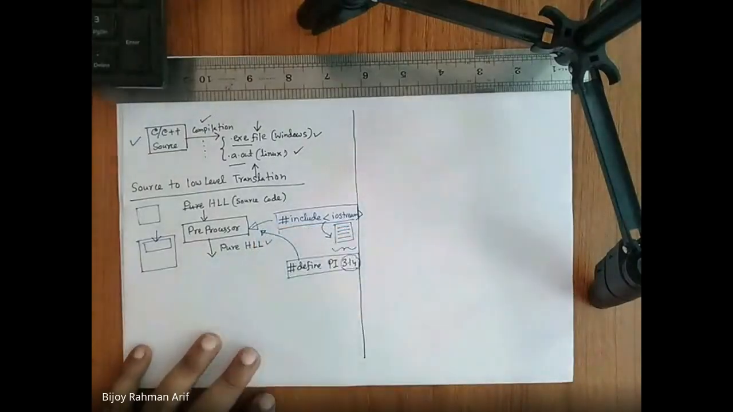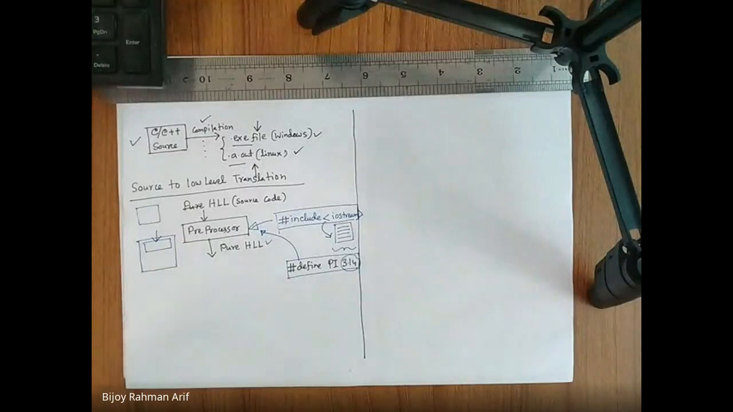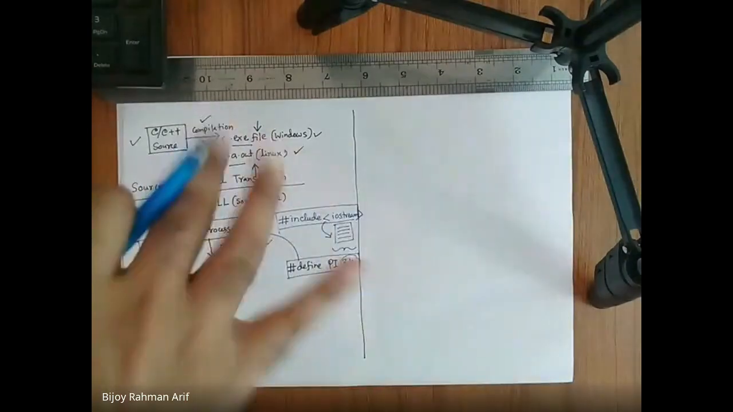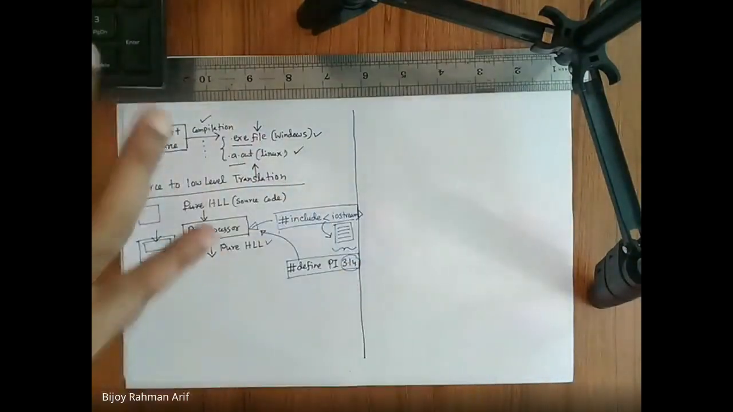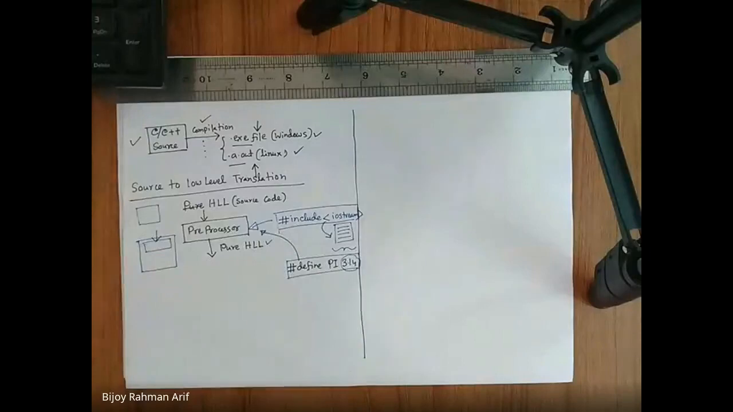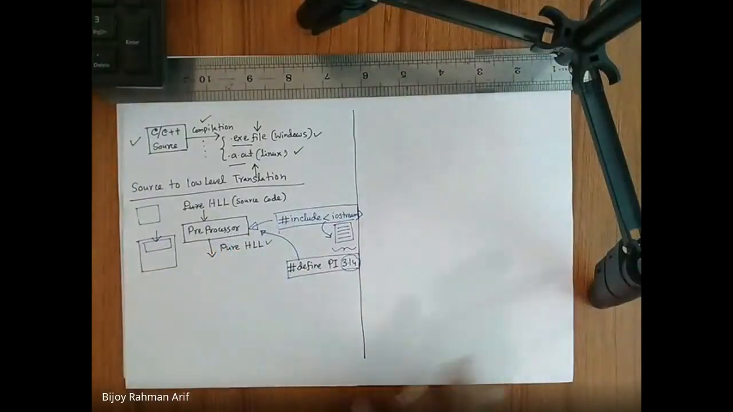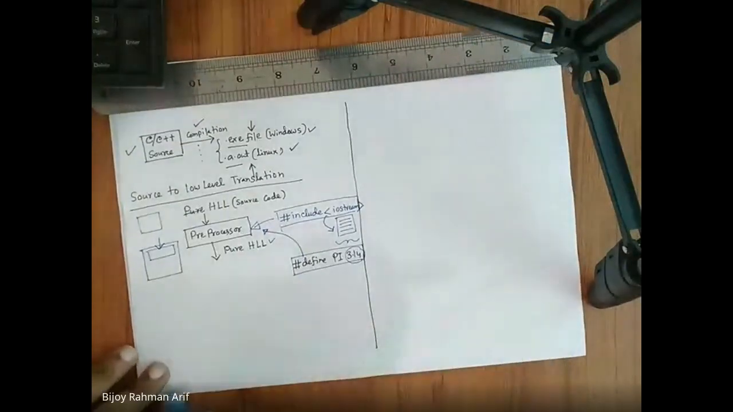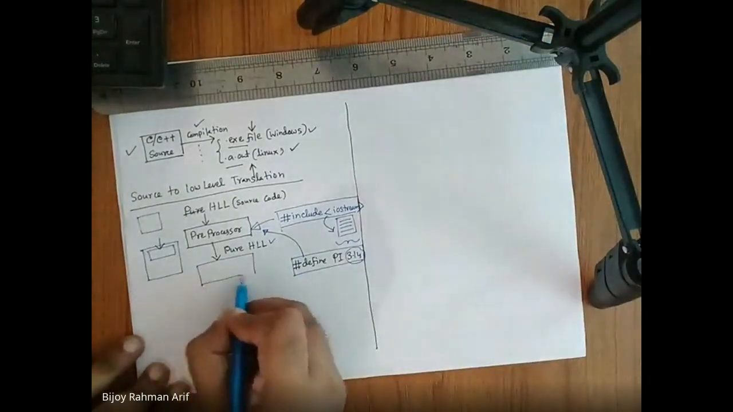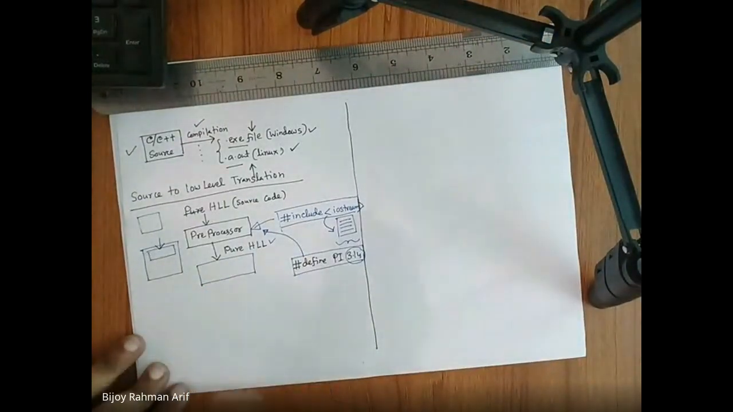All right. So all the hash preprocessors and preprocessor macros are actually replaced by the actual value or actual file. That is the task of the preprocessor macro. After that we get pure HLL. This pure HLL is then transferred to, where? Transferred to the compiler.